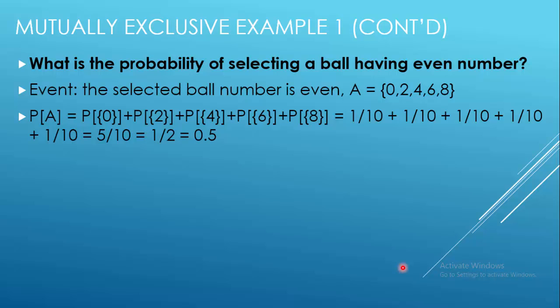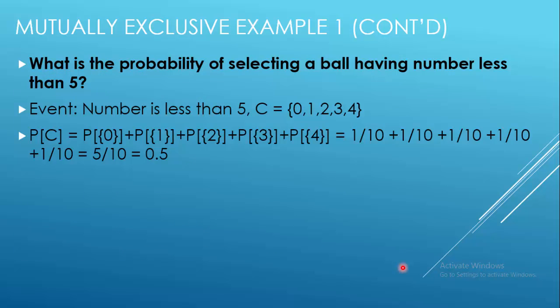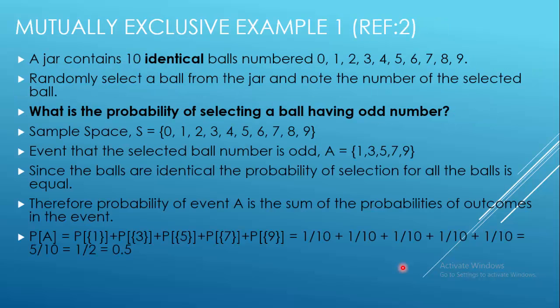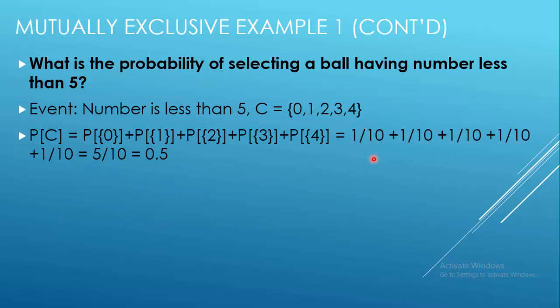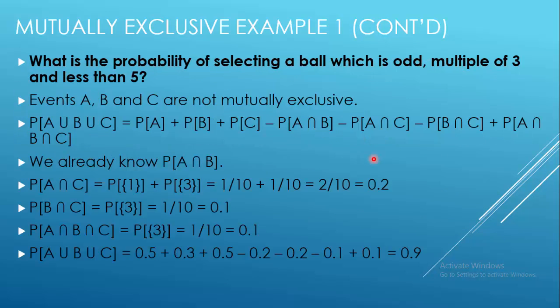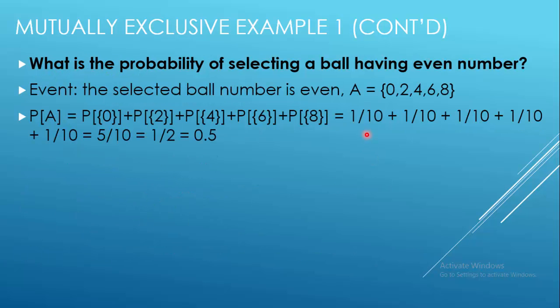What is the probability of selecting a ball having an even number? It is very simple and very similar to the first one, where we asked for the probability of having an odd number. We have just replaced the odd numbers with even numbers, and of course there are 5 even numbers, so we again get the same result, 0.5.